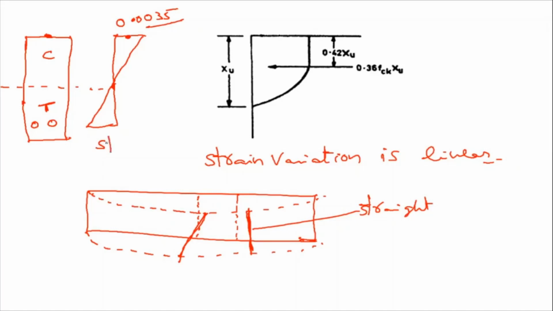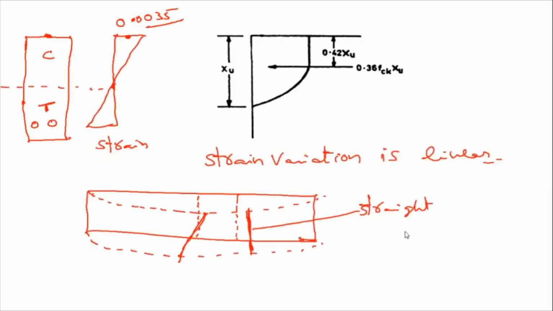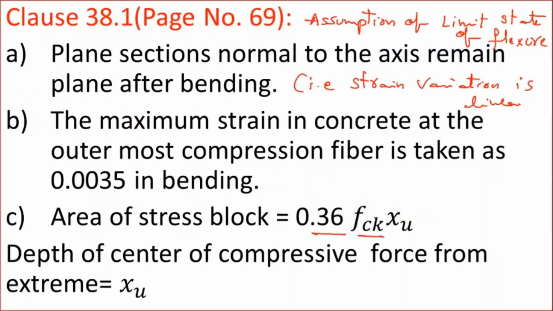Remember that this is the strain diagram. So the maximum strain at the extreme fiber in compression will be how much? 0.0035. Then the area of stress block equals 0.36 fck into xu. What is that area of stress block? In the limit state method, this is the stress block we consider. If you determine the area of the stress block, it will be obtained as 0.36 fck into xu.